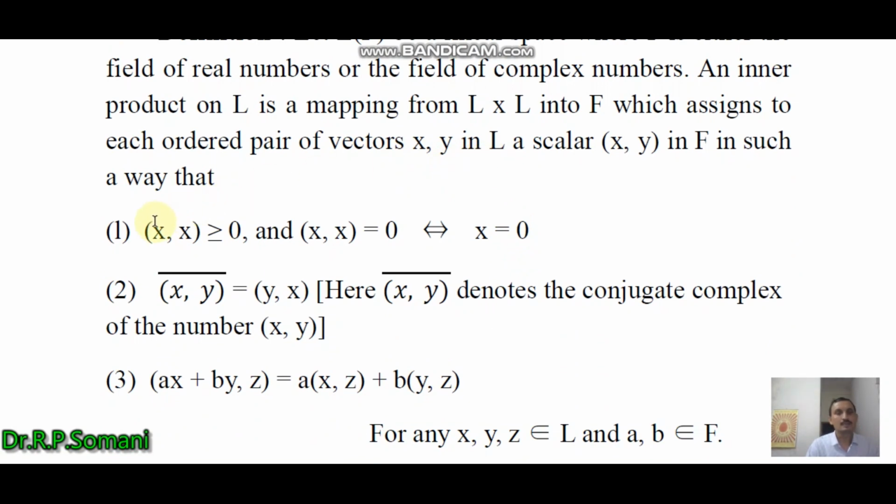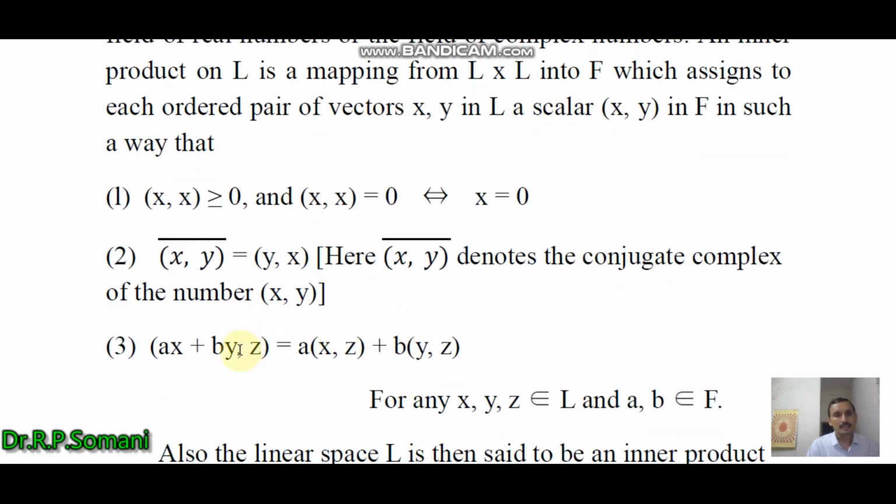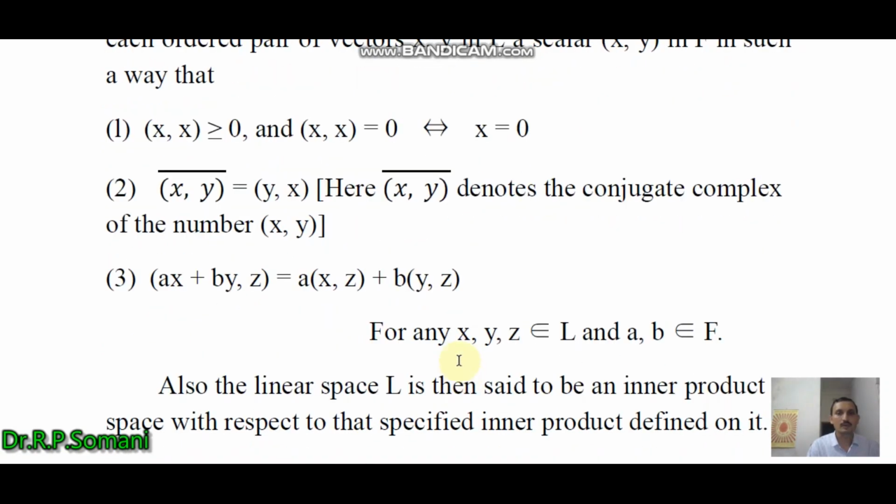The first one is that (x, x) is greater than or equal to 0, and (x, x) equal to 0 implies x equal to 0. The second one is that the conjugate of (x, y) equals (y, x). Here the bar denotes the complex conjugate of the number (x, y). The third one is that (ax plus by, z) equals a(x, z) plus b(y, z). These three conditions hold for any x, y, z belonging to L and a, b belonging to F, the field of scalars.